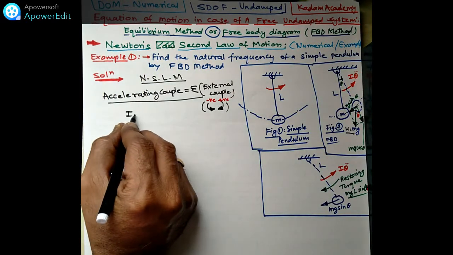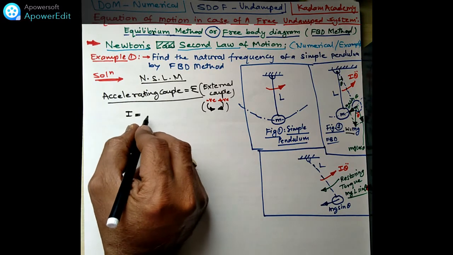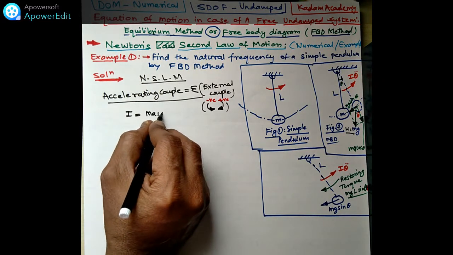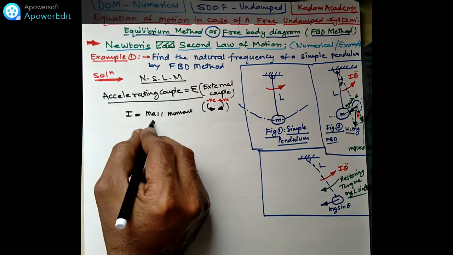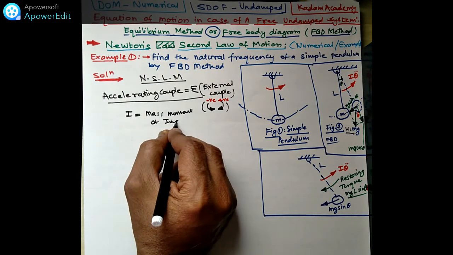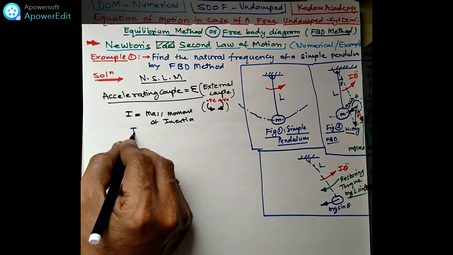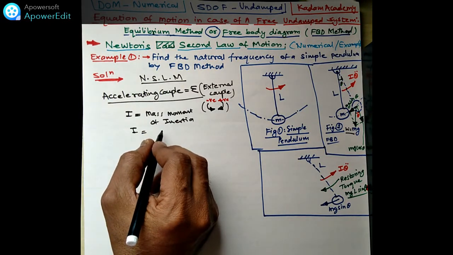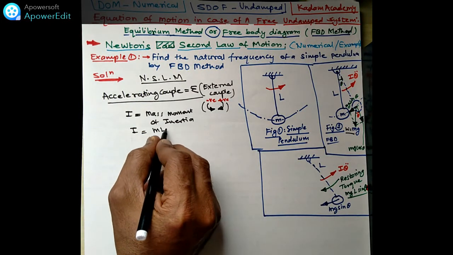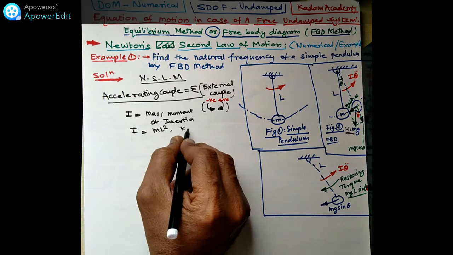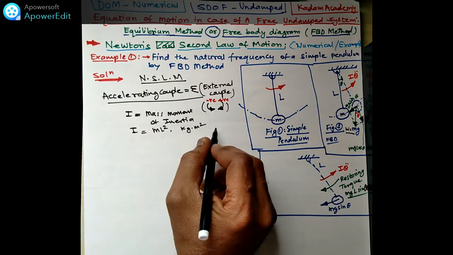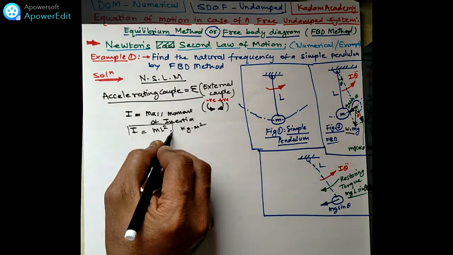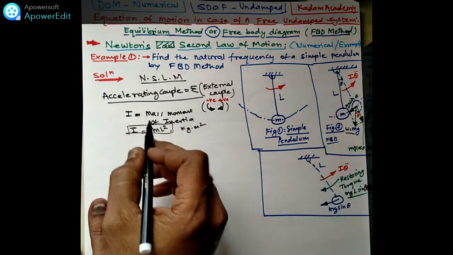I is nothing but the mass moment of inertia. Already you know that the value of I is ml square, and that will be in kg meter square. So this is the value of I. We have to put it after solving this equation.